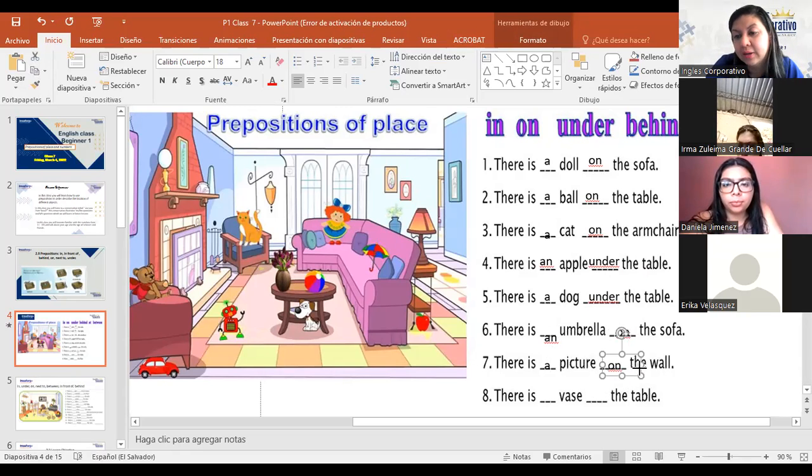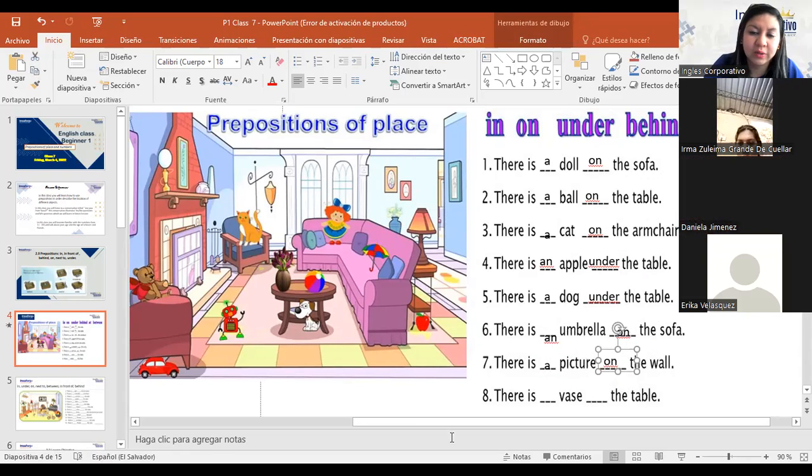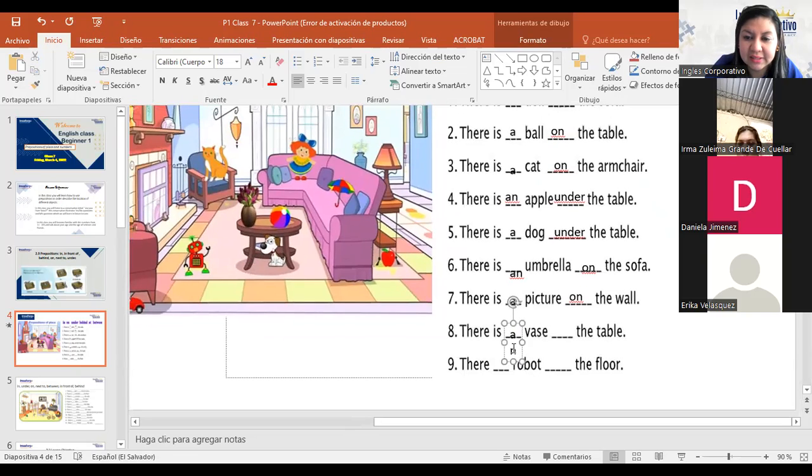Hay una foto o una pintura en la pared. En la pared. On the wall. Okay, number eight. There is a vase. A vase, a flower vase. Flower vase. Yes. On the table. On the table, exactly. There is a vase on the table.